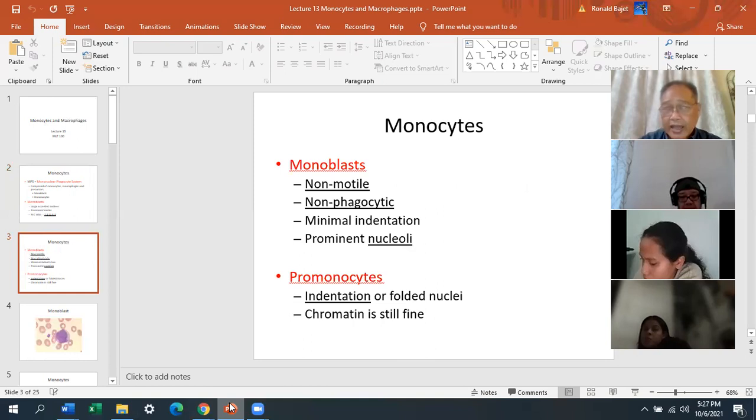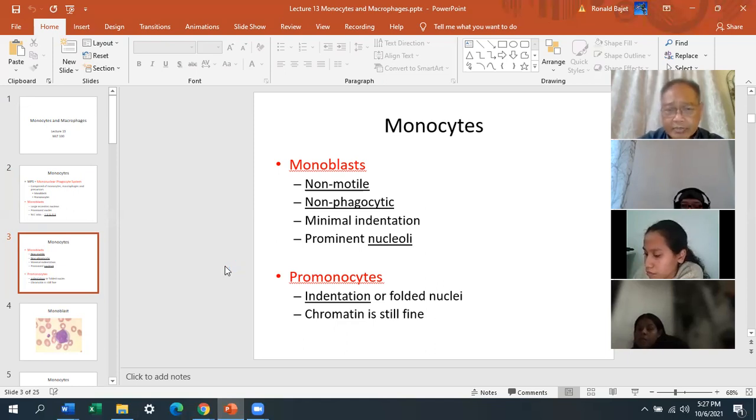Myeloblast has nucleoli. Lymphoblast also has nucleoli. But you can compare the monoblast stage to a newborn baby: they don't know how to walk yet, so it's non-motile, and they can't feed on their own, so it's non-phagocytic. So monoblasts are non-motile and non-phagocytic, but they have nucleoli.